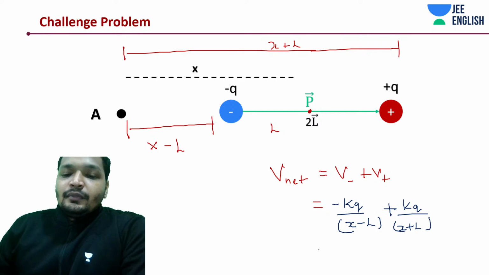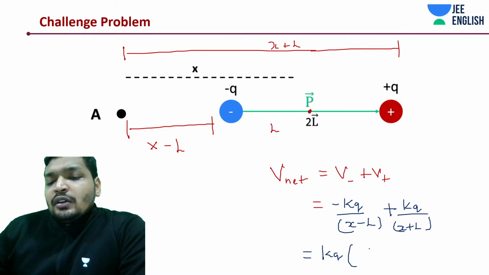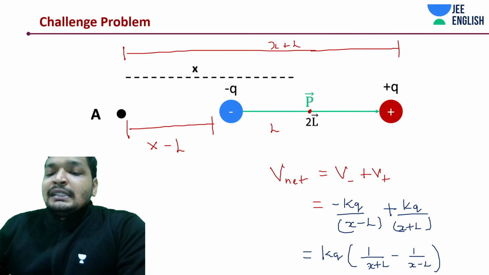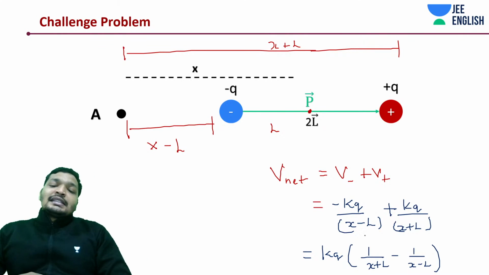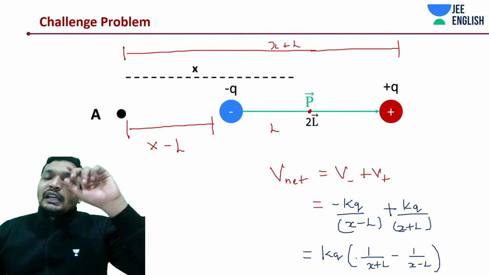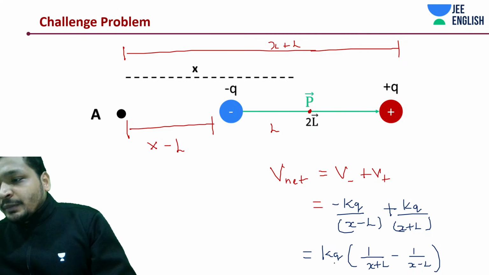Simple. Now further simplify it, you'll be getting something like K into Q times 1 by X plus L minus of 1 by X minus L. This is a larger or a smaller quantity? Now the denominator is a larger quantity, hence this entire term is going to be a small quantity. Ultimately, it has to be negative. Okay. Confirmation point number one.